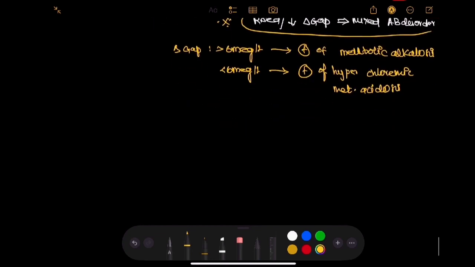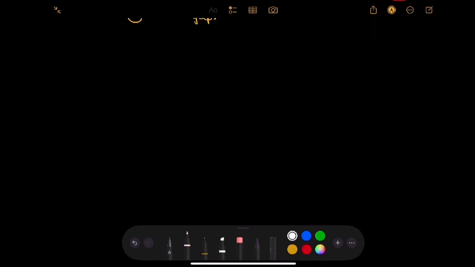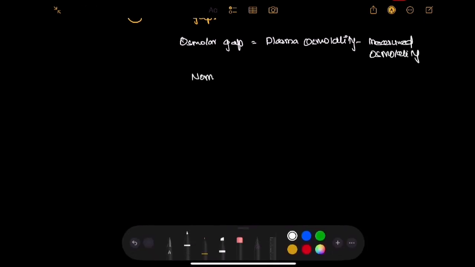The third gap which we are going to discuss in detail is the osmolar gap, which is nothing but the difference between the patient's measured serum osmolality and the calculated osmolality. The osmolar gap should be less than 20 milliosmol per kilogram. If the osmolar gap is more than 20, then there are high chances of osmolar solutions being present in the measured serum.